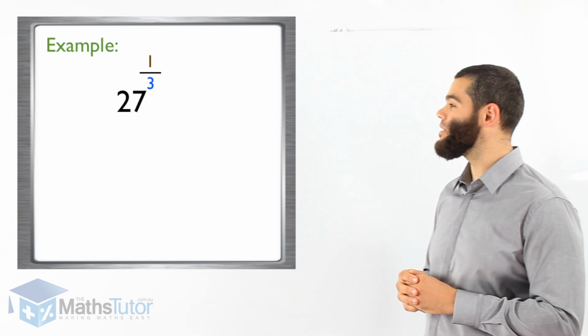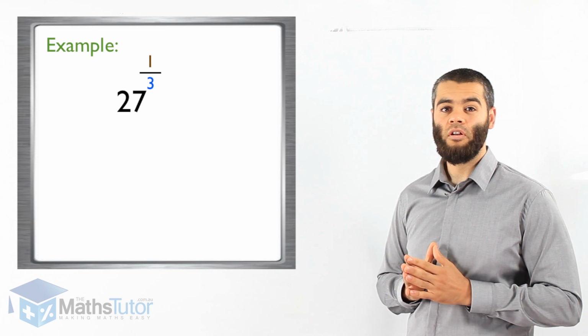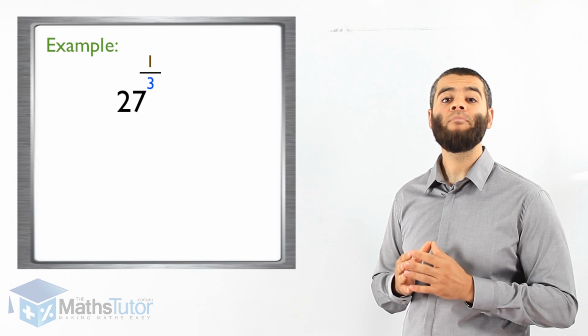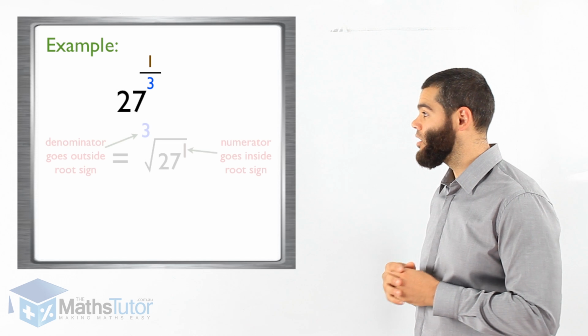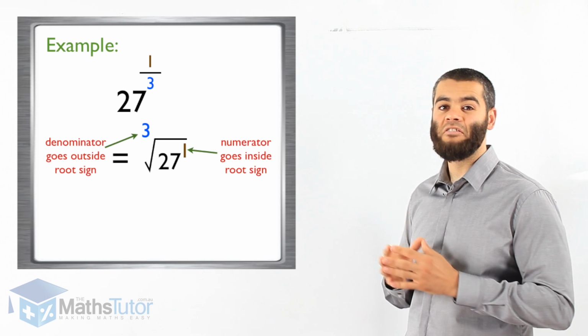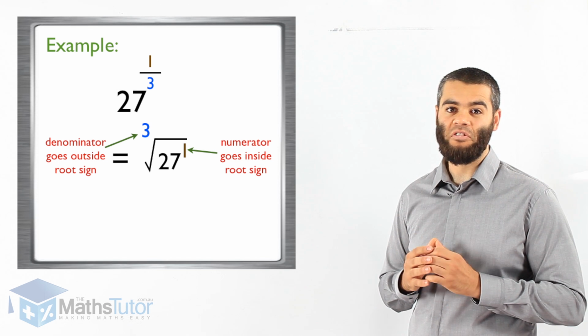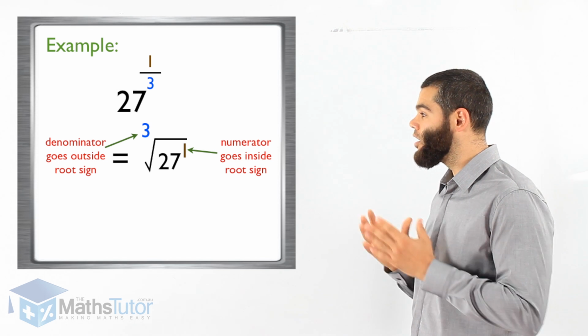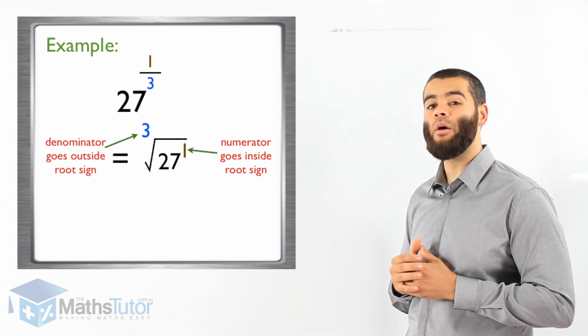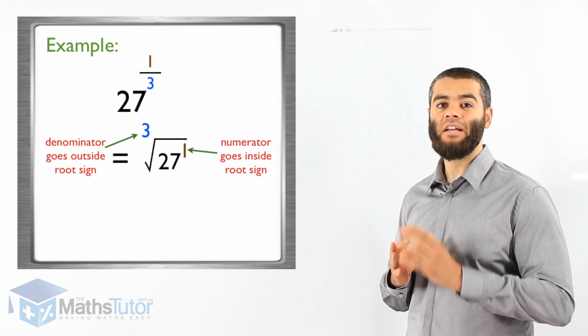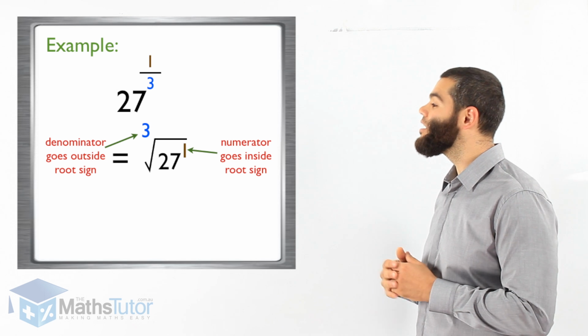We have 27 to the power of a third. 27 and the power is a fraction. It's a third. The denominator goes outside the root sign and the numerator goes inside the root sign. So we write it like this. 3 root 27 to the power of 1. The denominator is outside and the numerator is inside.